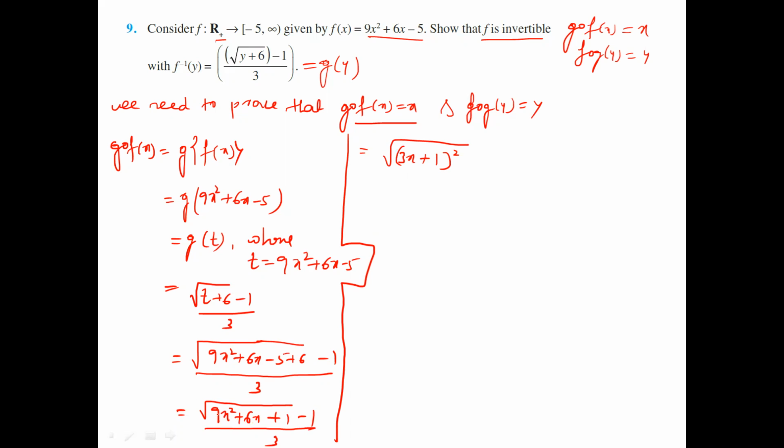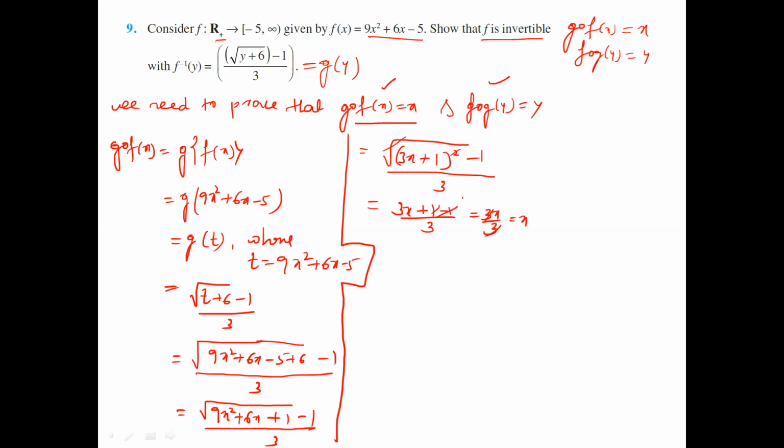a square plus b square plus 2ab. a square means 9x square, b square means 1, 2ab means you get this one minus 1, as it is divided by 3. And this square and square root get cancelled. We'll get 3x plus 1 minus 1 divided by 3. Minus 1 plus 1 get cancelled, 3x by 3, 3 gets cancelled. What is the answer? x. Yes. Now we proved this one.